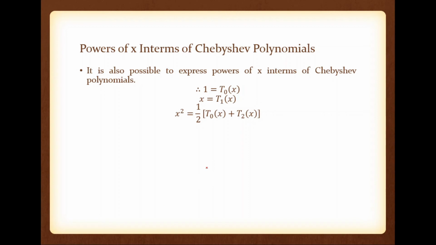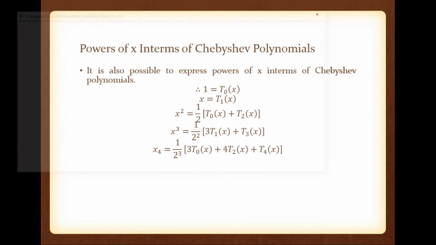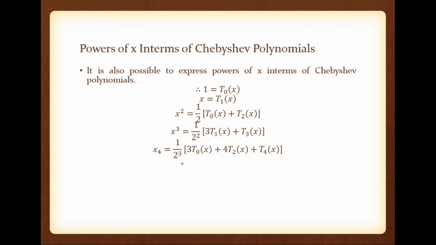Similarly, x cube is equal to 1 by 2 square into 3 T1 of x plus T3 of x. x raised to 4 is equal to 1 by 2 raised to 3 into 3 T0 of x plus 4 T2 of x plus T4 of x. x raised to 5 is equal to 1 by 2 raised to 4 into 10 T1 of x plus 5 T3 of x plus T5 of x. So these are the first 5 terms.